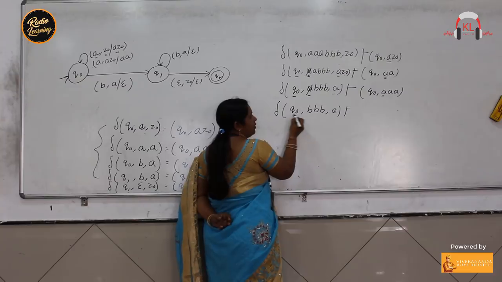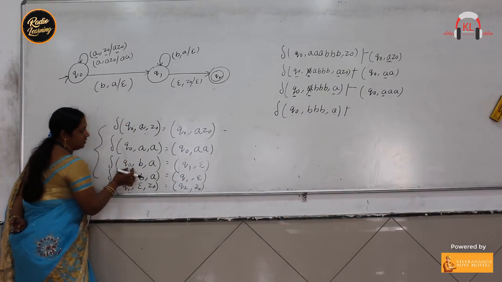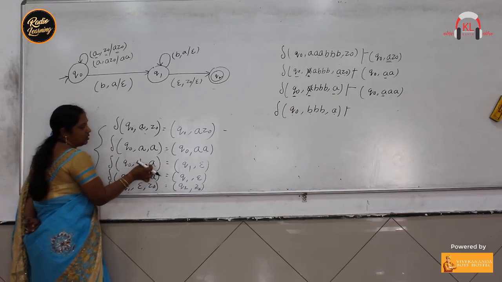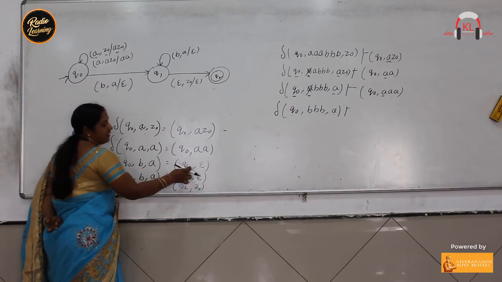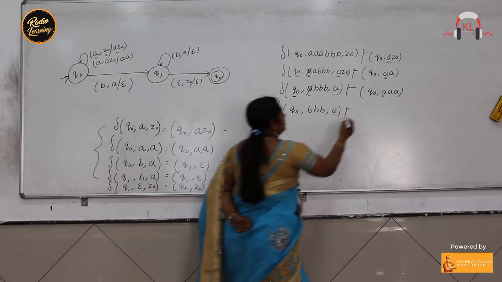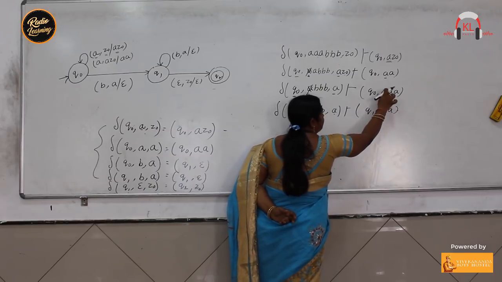Now see here Q naught, B and A. In my transitions, Q naught, B, A: whenever the input symbol is B and the top of the stack is A, you are changing the state to Q1 and popping the top of the stack. So here I have Q1 comma 2 A's. Why? Because this A is popped.